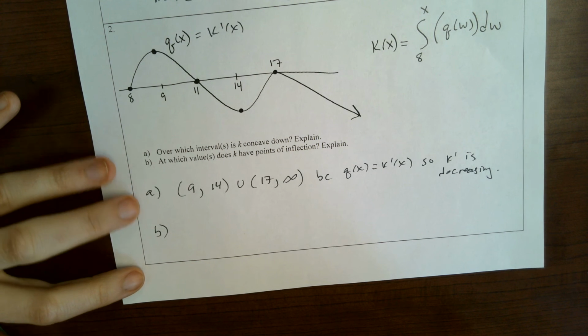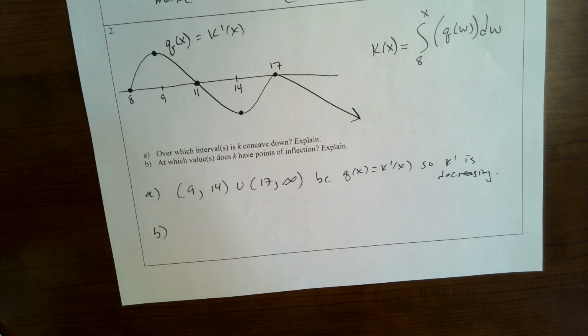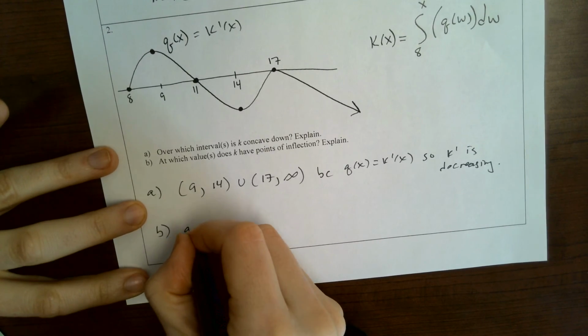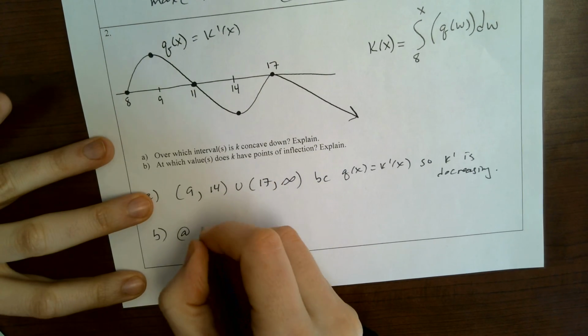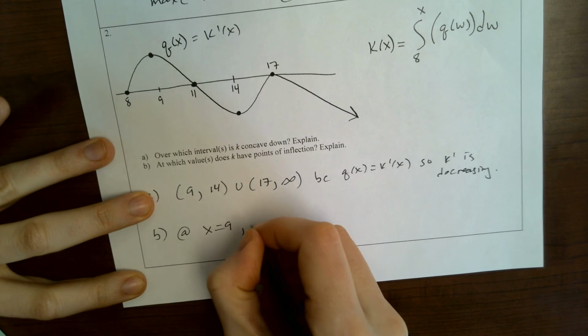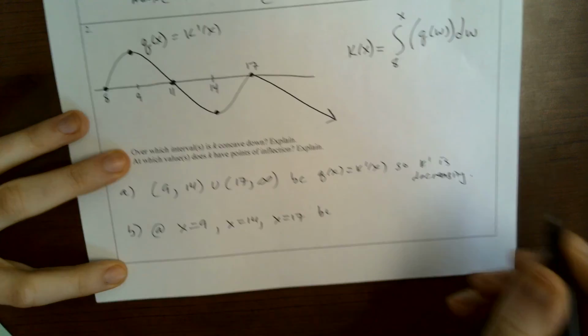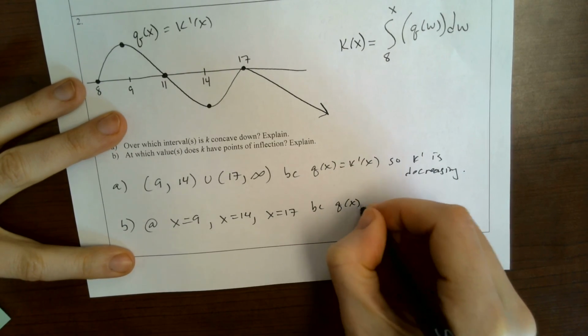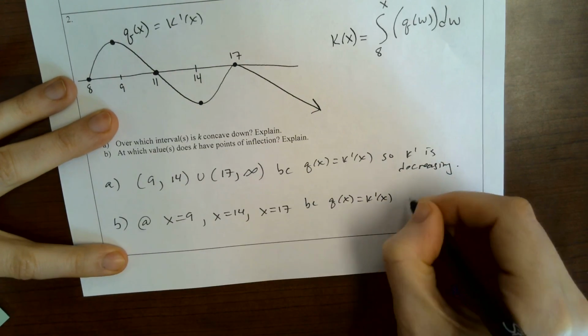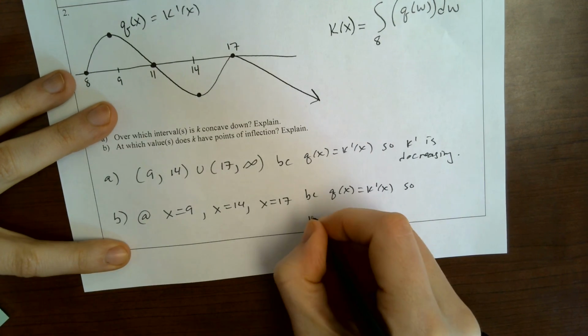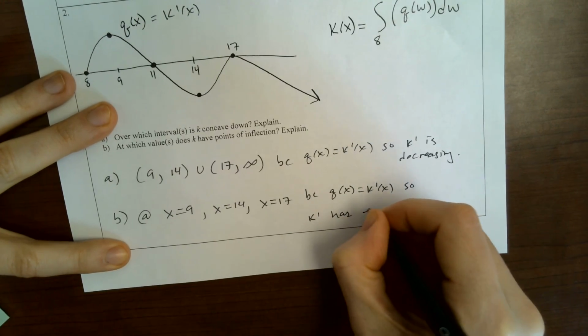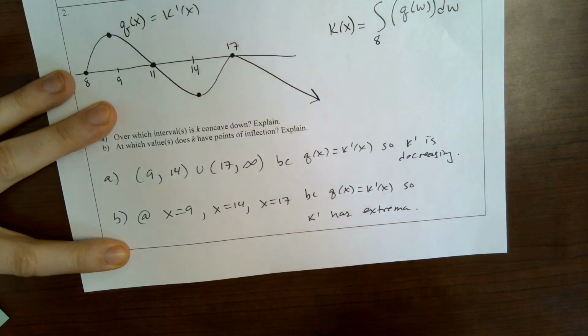Which values does k have points of inflection? If you look at Susan's table, a point of inflection on the original function corresponds to extrema on the derivative. So I'm looking for extrema on this derivative graph at x equals 9, x equals 14, x equals 17, because q of x equals k prime of x, so k prime has extrema.